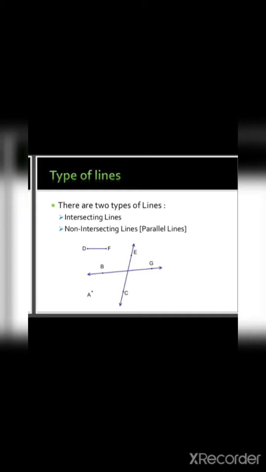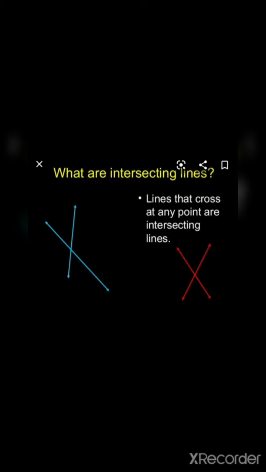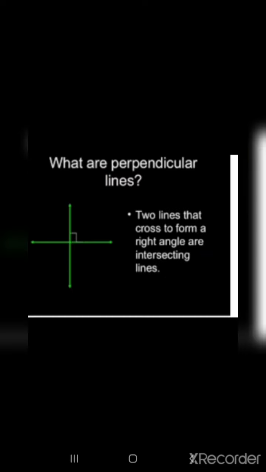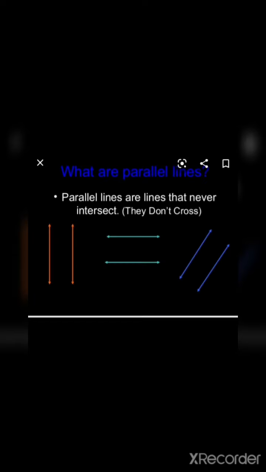Different types of lines. There are 2 types of lines: intersecting lines, and non-intersecting lines or parallel lines. What are intersecting lines? Lines that cross at any point are intersecting lines. What are perpendicular lines? That is also intersecting lines, but lines that cross to form a right angle are called perpendicular lines. What are parallel lines? That is non-intersecting lines. Parallel lines are lines that never intersect, they don't cross.